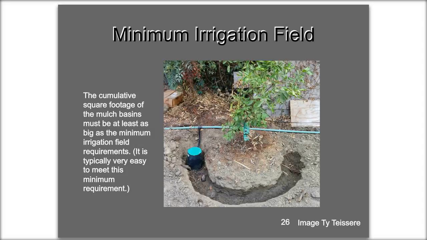And in general, it's not hard at all to meet that minimum irrigation field. Usually you're a couple times more than you need to be, which is good to have a safety factor built in. And in general, it's not hard to meet that. But you do need to show on your permit that you are meeting the minimum.